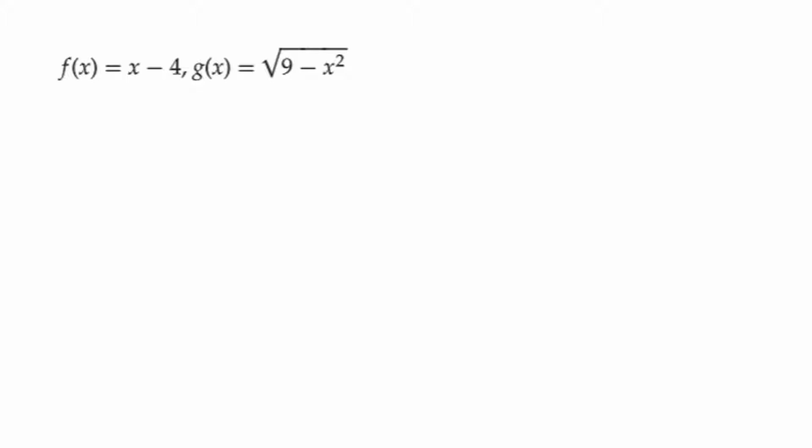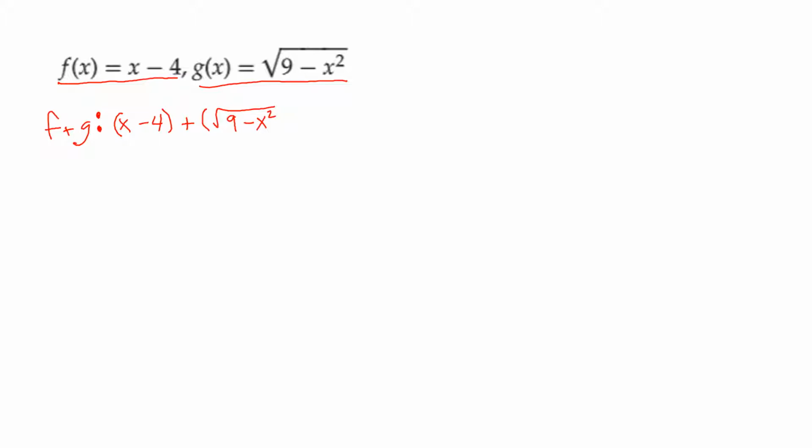So we're going to do all 4 operations on these two functions. Here's f, and here is g. So first I want to do f plus g, okay? F plus g. And these are, of course, both functions of x. So that is going to be x minus 4 plus the square root of 9 minus x squared.